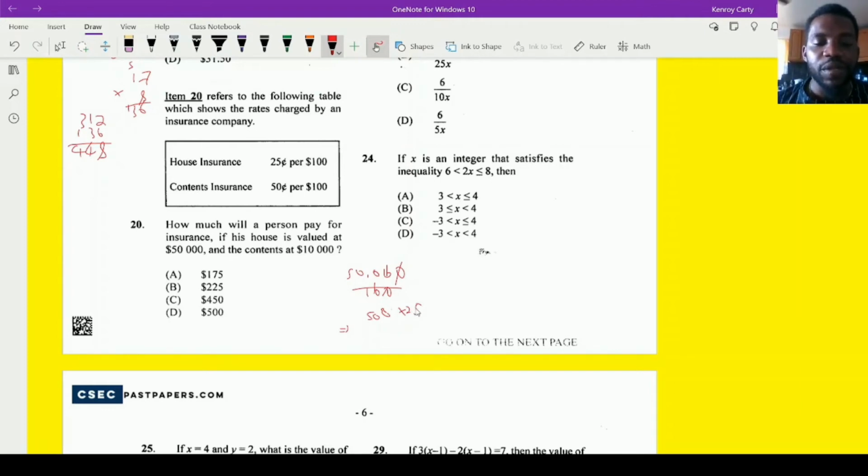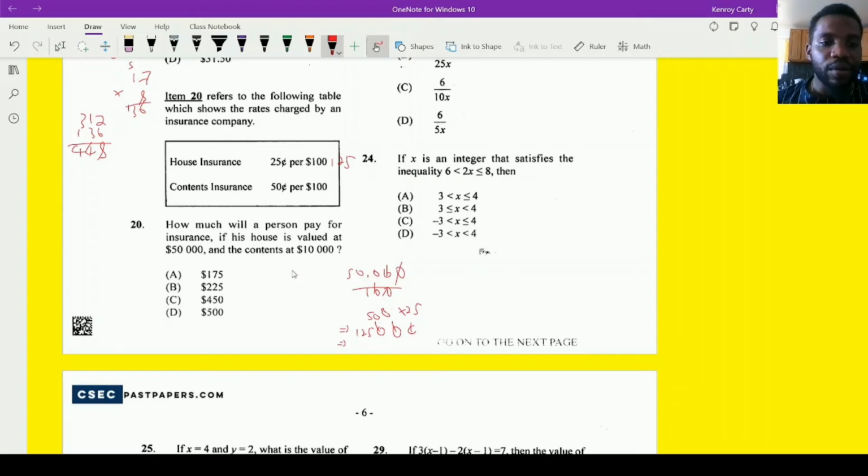We're going to say 5 times 25 is 125, and we'll add back the zeros. But this is in terms of cents. Now, if I want to get it in terms of dollars, I simply divide by 100, which means I can simply cancel those two zeros. All right, so I have 125 here for housing insurance content. 50 cents per dollar, per $100.